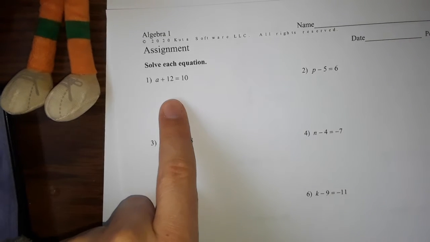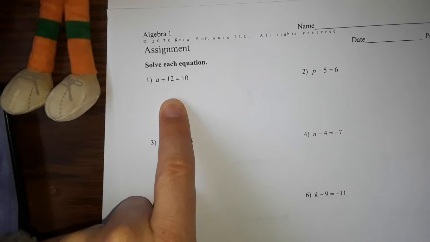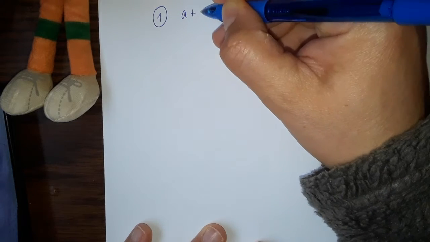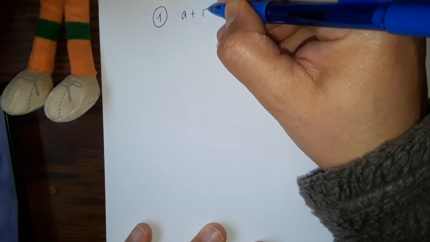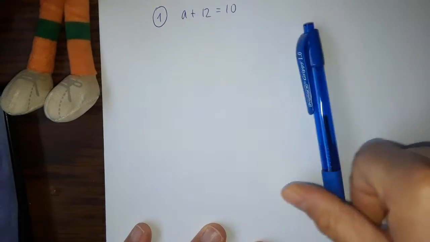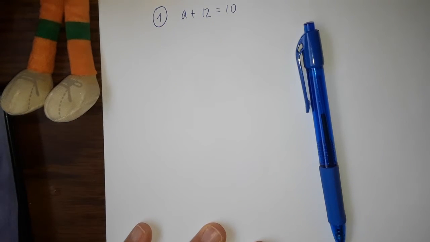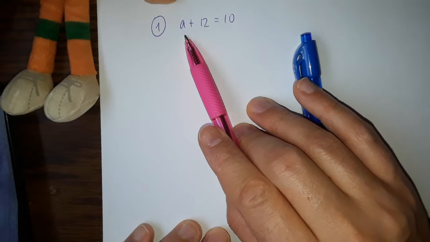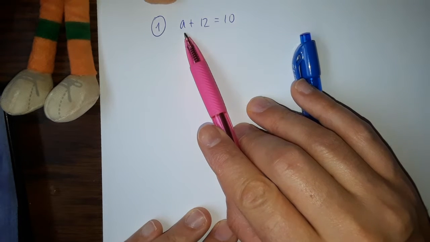So the first equation, you have a plus 12. A plus 12 equals 10. What I want you guys to do is, we're solving for A, right? We're solving for A. That means that we have to try to leave A alone by itself.